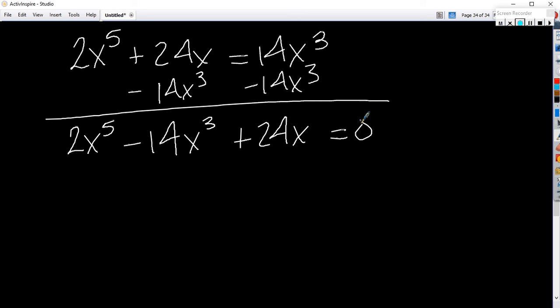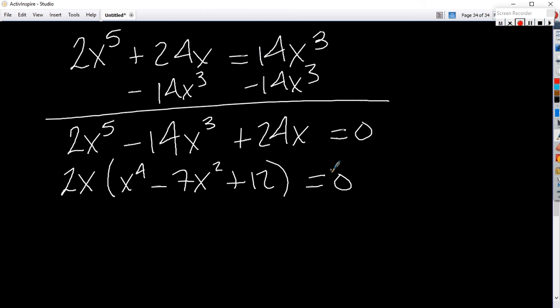GCF, do I have one? Yeah, 2x. How did you get 2x? Because you divide everything by 2x. What's left? x to the 4th, minus 7x squared, plus 12.